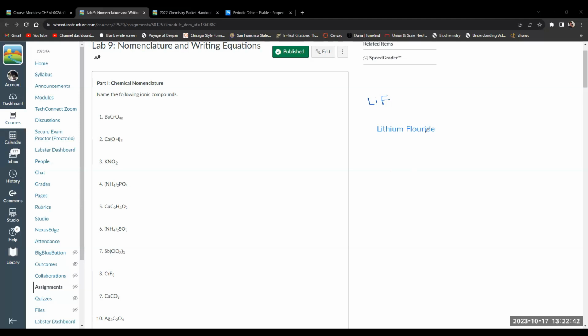So remember, IDE means stop. If you were to say lithium fluorine, it would be considered wrong. So if this was an exam and you put lithium fluorine, it would be marked wrong. So remember, with nomenclature, IDE. Until we introduce polyatomics, where this rule's thrown out the window. But we'll get there when we get there.